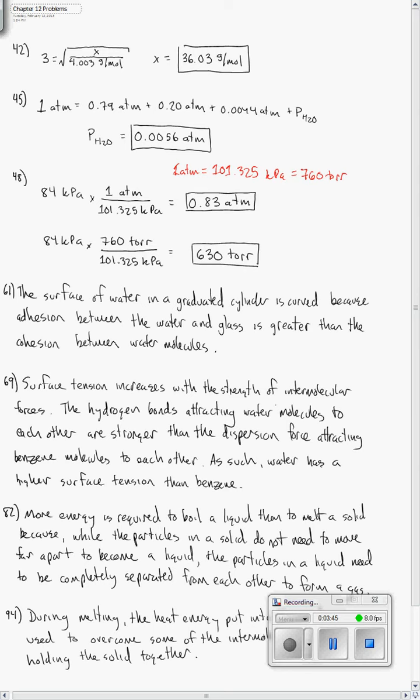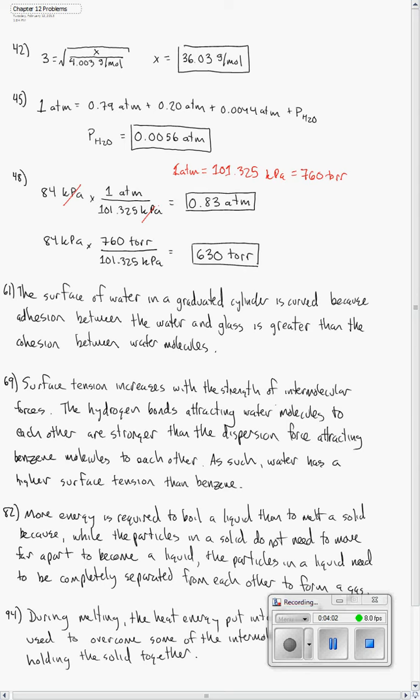From there, it's just a matter of arranging your conversion factors. So in the first one, we want to cancel out kilopascals, so we want that in the denominator of our fraction. We want atmospheres, so we want that in our numerator. We're going to divide by 101.325. That'll give us a pressure of 0.83 atmospheres.